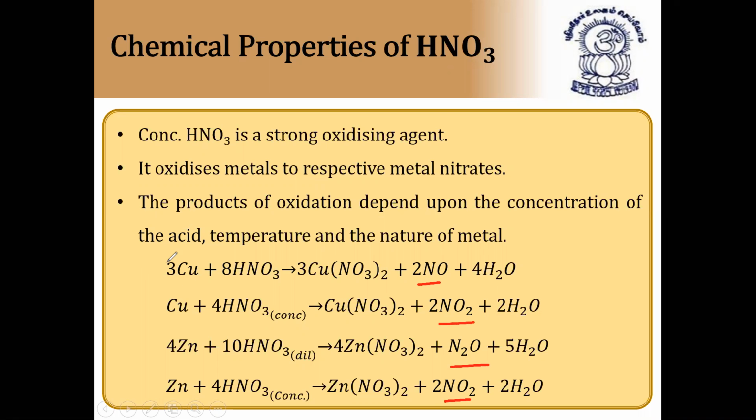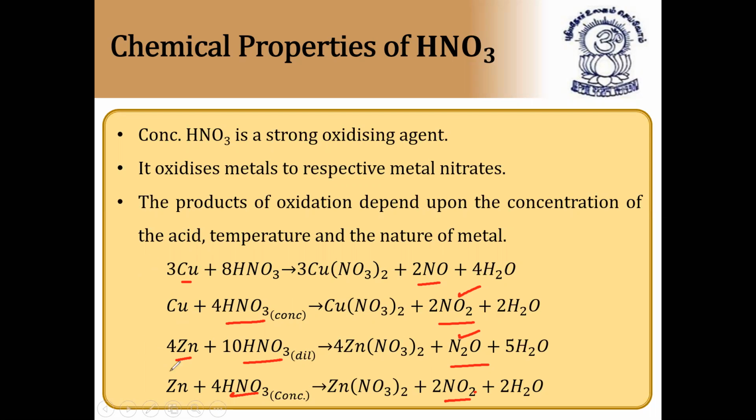So if you take copper along with nitric acid, it forms nitrogen oxide. If you take hot and concentrated nitric acid, you'll get nitrogen dioxide. And if you take very dilute nitric acid along with zinc, you'll get nitrous oxide. And if you take concentrated nitric acid, you'll again get nitrogen dioxide. So when you take concentrated nitric acid, you get nitrogen dioxide, a reddish brown color gas, by reaction with metals like copper and zinc. When you take dilute nitric acid, you will get nitrous oxide or nitrogen oxide. So this is nitrogen oxide, nitrogen monoxide, or nitrous oxide.